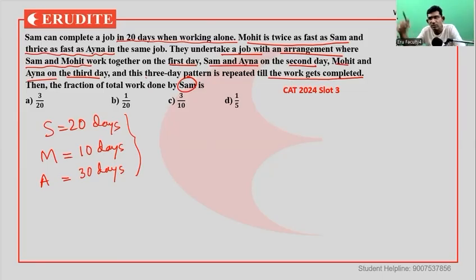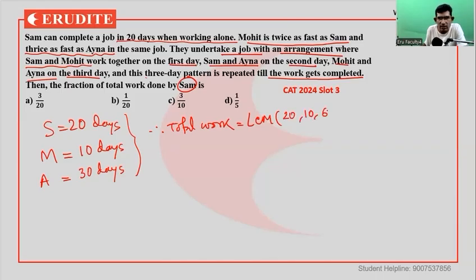Okay, so this is also a concept of alternate work, but slightly twisted. Now, two people are working together. So how to approach? Our process will remain the same. First, I will find the total work. In this case, I will take the total work as the LCM of their time periods, which is 20, 10, and 30.